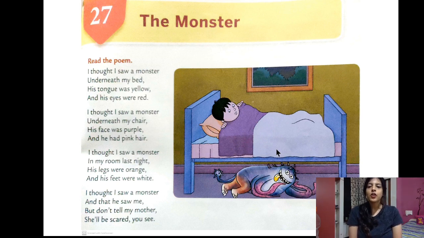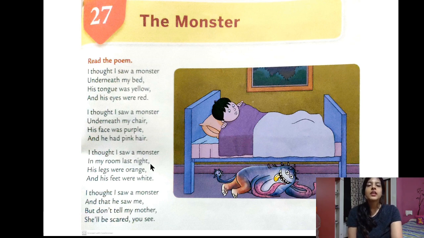I thought I saw a monster underneath my bed. His tongue was yellow and his eyes were red. I thought I saw a monster underneath my chair. His face was purple and he had pink hair. I thought I saw a monster in my room last night. His legs were orange and his feet are white. I thought I saw a monster and that he saw me, but don't tell my mother. She'll be scared, you see.